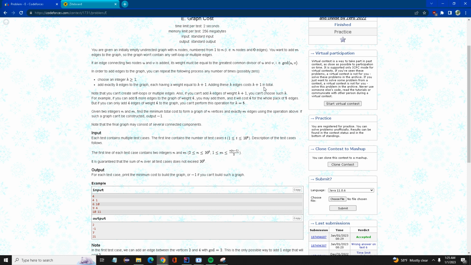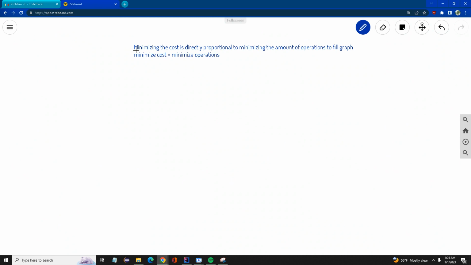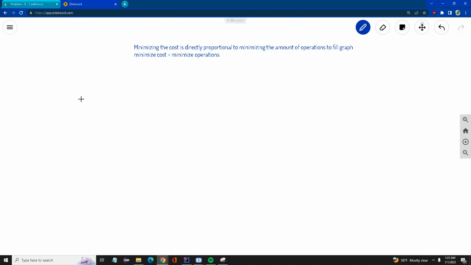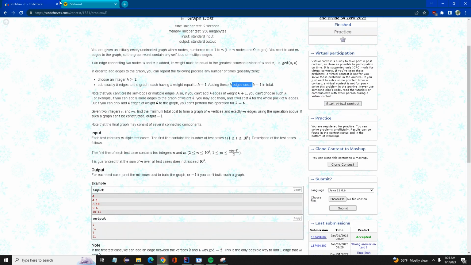In essence, this is what we're doing. So you can sort of just forget about the cost thing. The cost can just come naturally at the end, because you want to minimize the number of operations. How would you minimize the number of operations? Well, you're trying to fill m first. You're trying to fill the graph as fast as you can, so you want to add as many edges as you can at every instance.